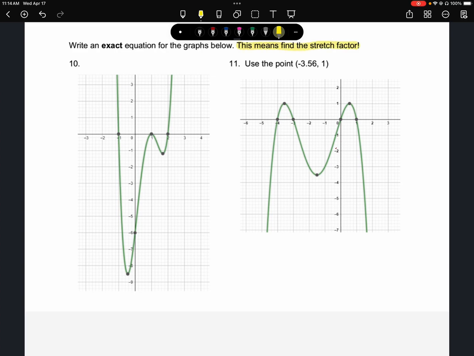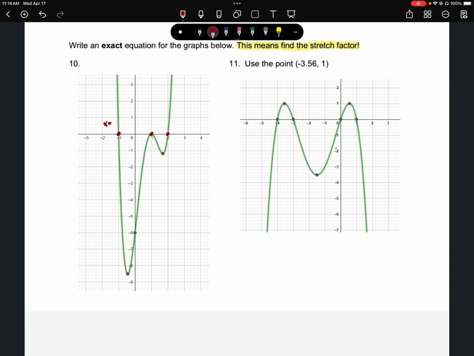In this case, we're looking for the exact equations, so we are going to have to focus on the stretch factor. It's not just the end behaviors and the root behaviors we're focused on. We actually need something that matches the exact graph. So we're going to do it the same way we've been doing the previous problems. To start, we've got to identify what our roots are.